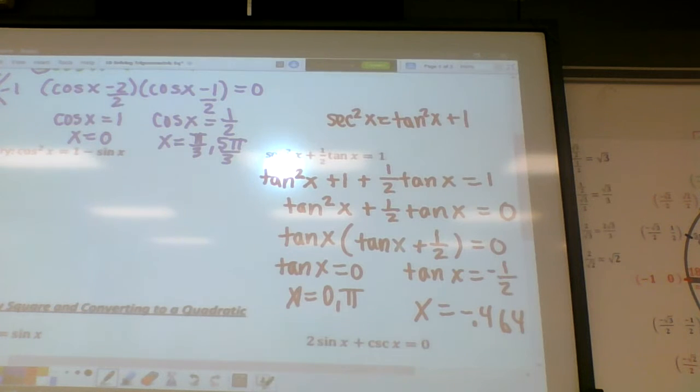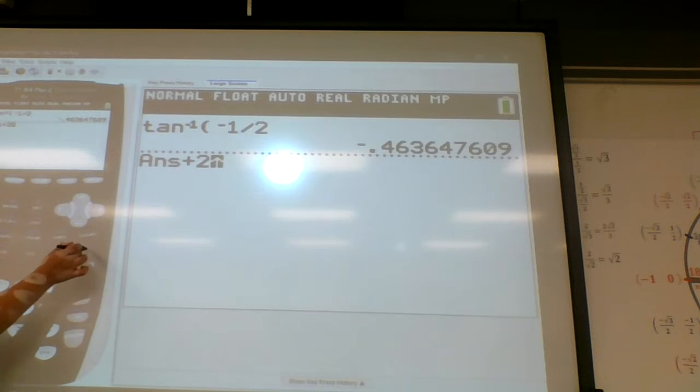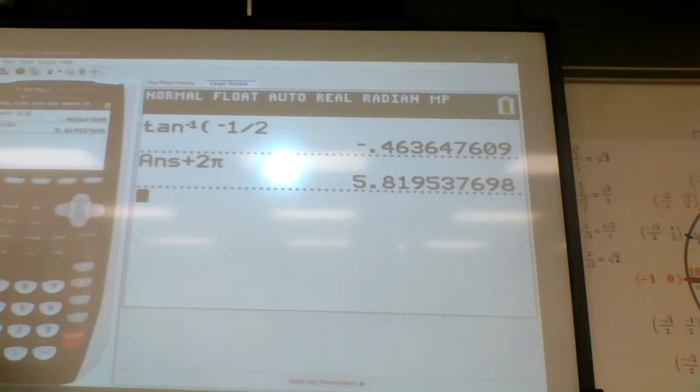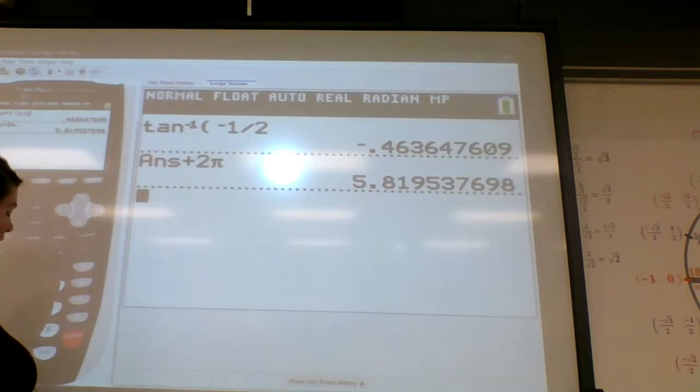And so technically they gave you an angle down here. You could find the positive version of it by doing what? Find the coterminal, right? This angle down here has a coterminal angle in the positives, which would mean to add. Don't add 360, we're not in degrees. Add 2 pi, we're in radians. So if you take this value right here and you add 2 pi, there is a positive angle between 0 and 2 pi that has a tangent of negative 1/2.